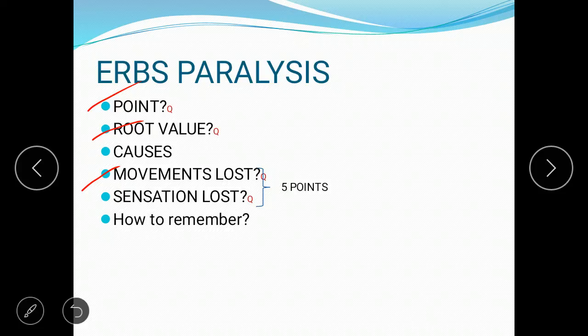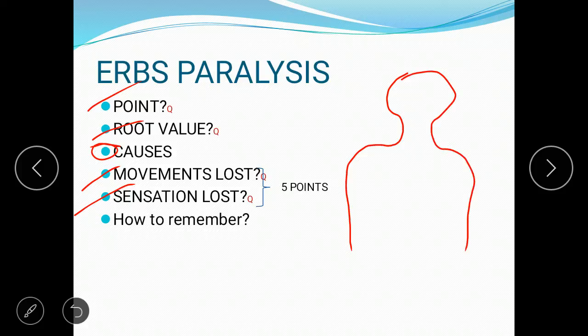Okay, sensations lost I have told you. Coming to causes, now see, the two causes of Erb's palsy are either the injury during delivery or, as it was given in the question, during riding or a trauma. Okay, so suppose a force is acting on the shoulder. The injury is like this.